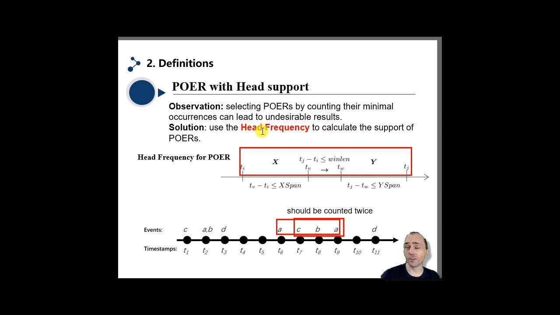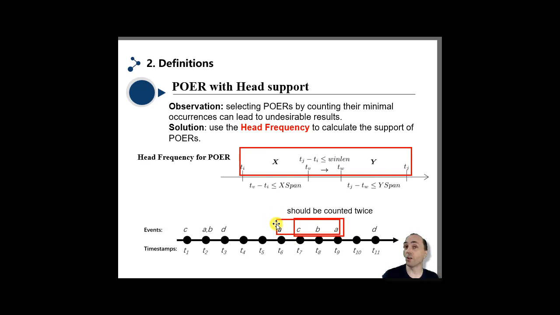So here we use an alternative definition called the head support. The idea, which I will try to explain in a simple way, is that we want to find occurrences that might overlap but don't start at the same time. Let me show you an example. If we look at the occurrence of ABC, the itemset, the set of events ABC, we will have two occurrences, even though they overlap, because they don't start at the same time.